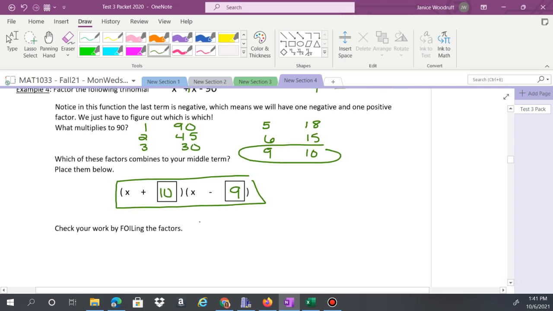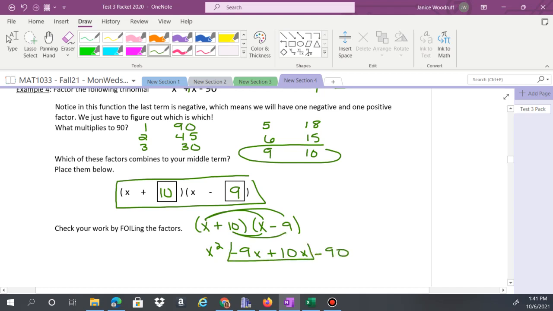And then let's check that. So x times x, x squared. X times negative 9, negative 9x. Positive 10x, negative 90. Middle terms give me a 1x. We're good to go.